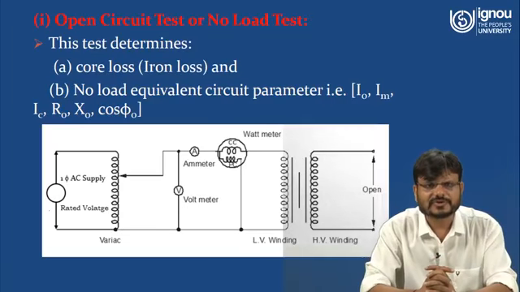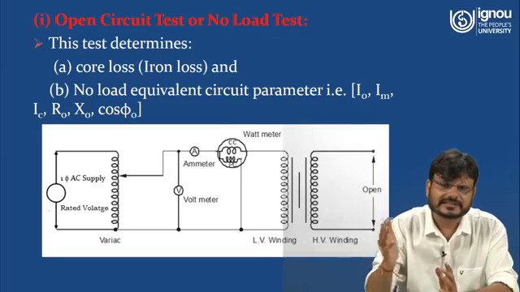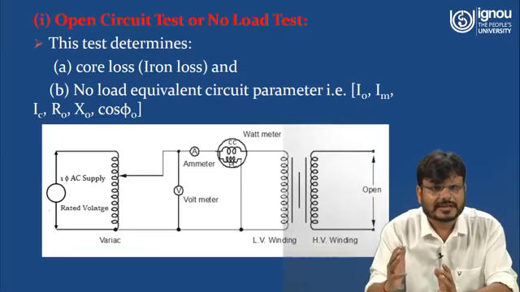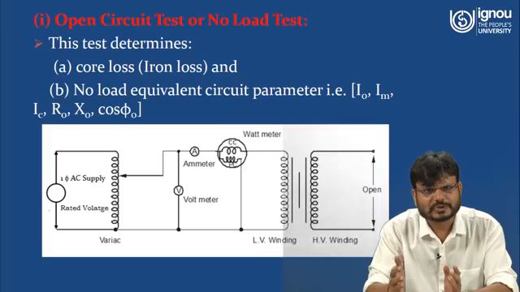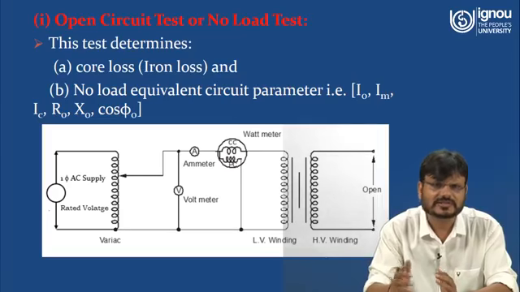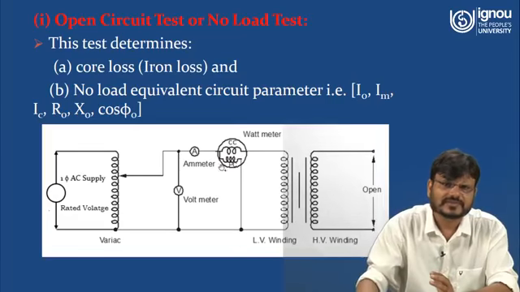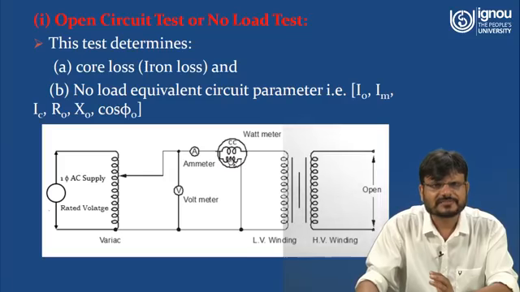So first we are going to discuss the open circuit test. This open circuit test is also called the no load test. Why is it called the no load test? Because at the secondary side the winding is kept open. If the winding is kept open, that means no load is connected, that's why it is called the no load test. These tests basically determine the core loss, that is iron losses.